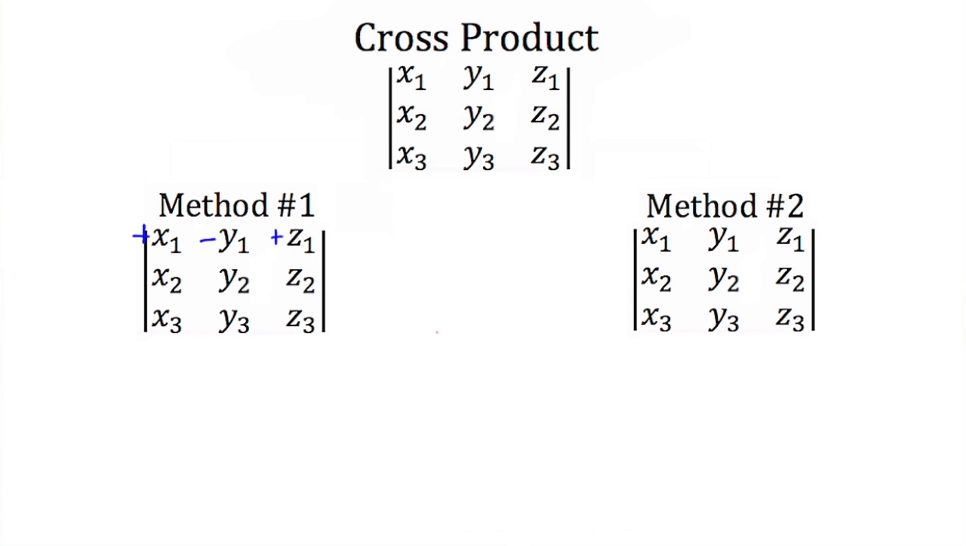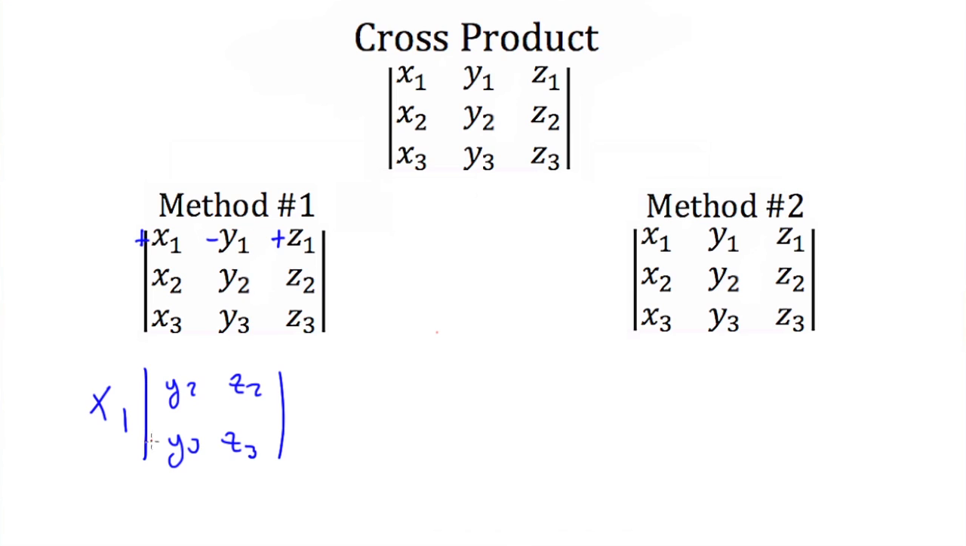Then I start with my x1 and I ignore both the row and the column that are next to x1. What I'm left with is y2, z2, y3, z3. I take this x1 that I've blanked out or crossed out and I multiply it by the 2 by 2 determinant of y2, z2, y3, z3.